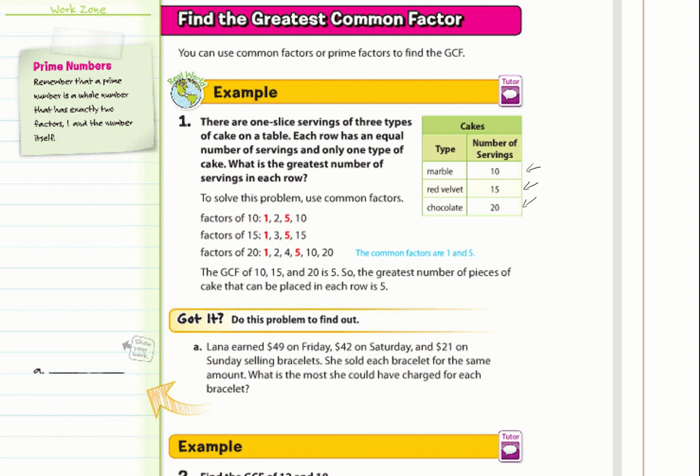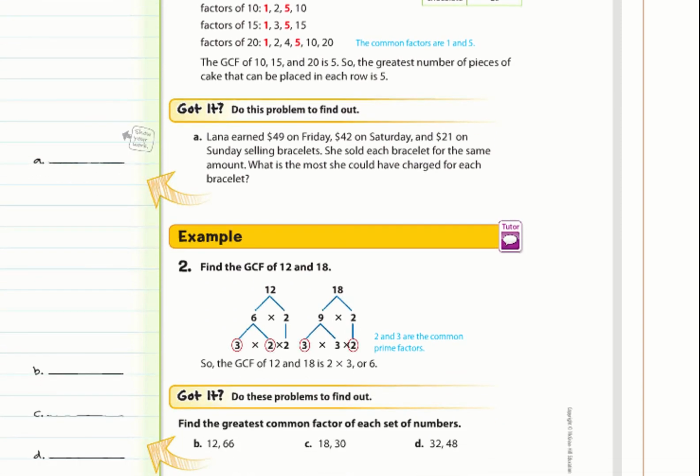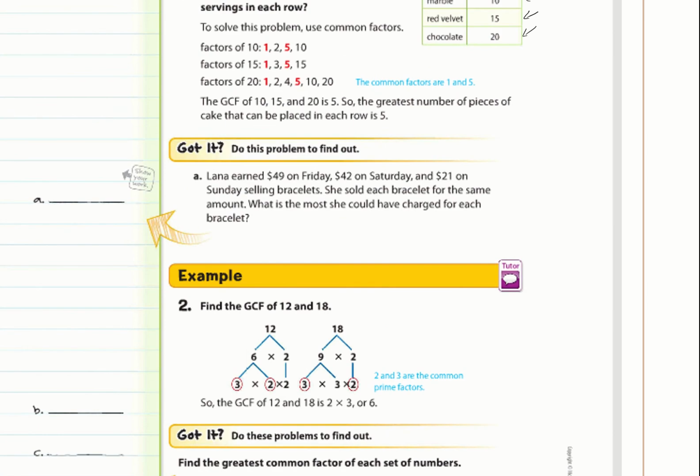Now, they highlighted in red the common factors. Of course, 1 is always going to be a common factor. But we want the greatest common factor, which in this case, there's a 5 in a factor of all three of 10, 15, and 20. So the greatest number of pieces of cake that can be placed in each row is 5. So go ahead and try A.